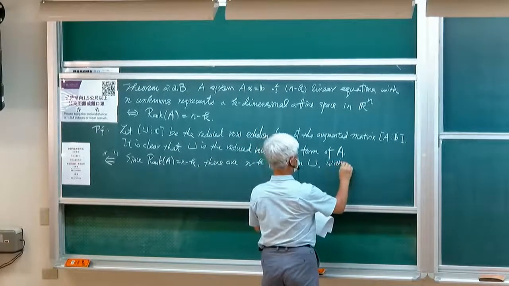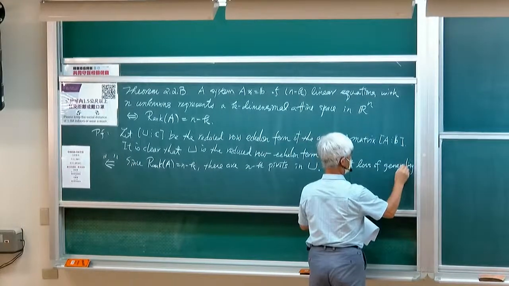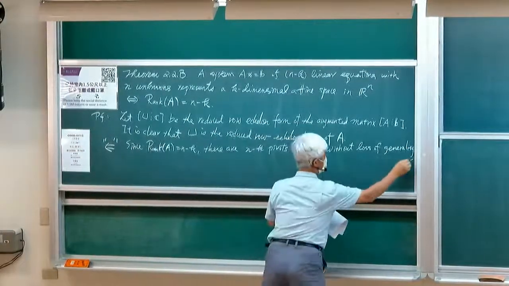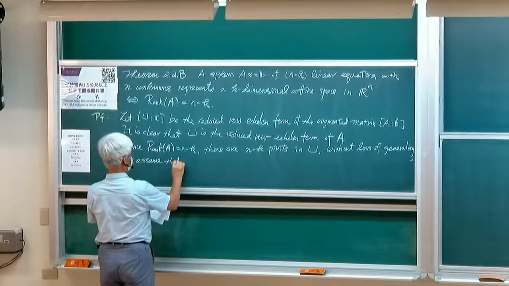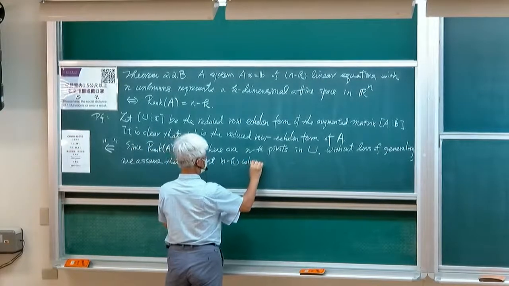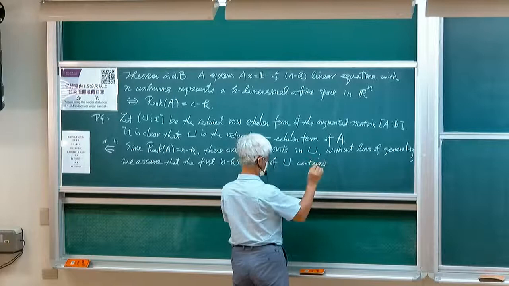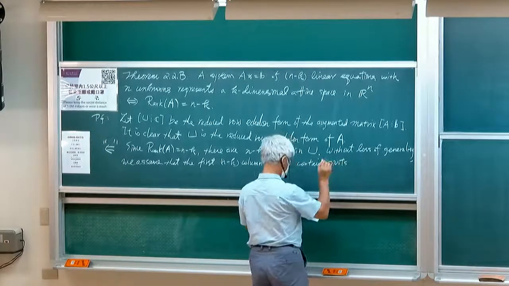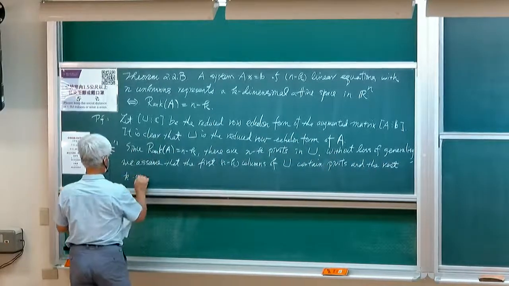Now, without loss of generality, we assume that the first n minus k columns of U contain pivots, and the rest k columns do not.